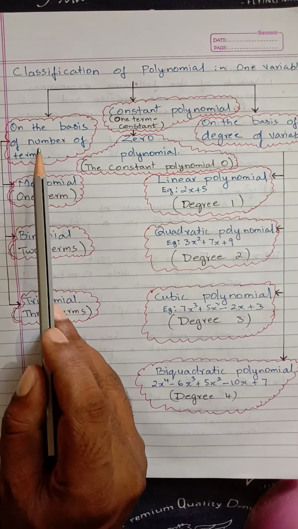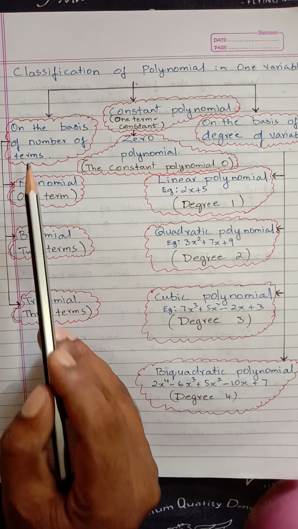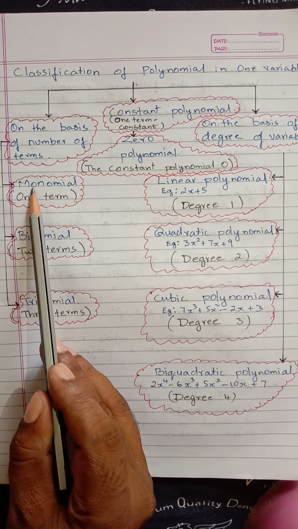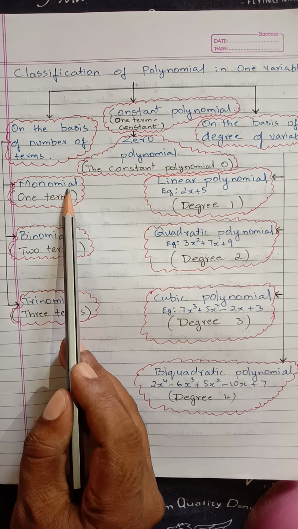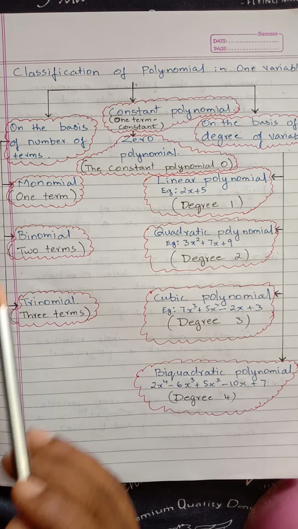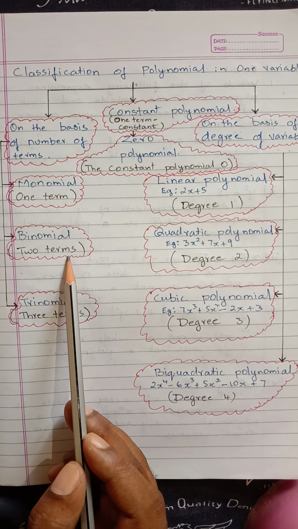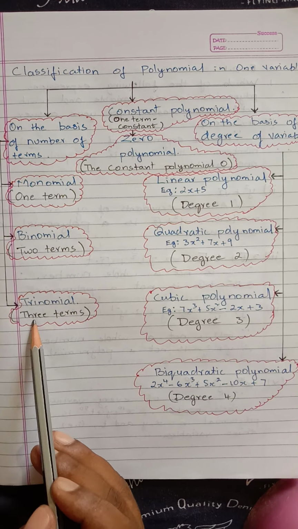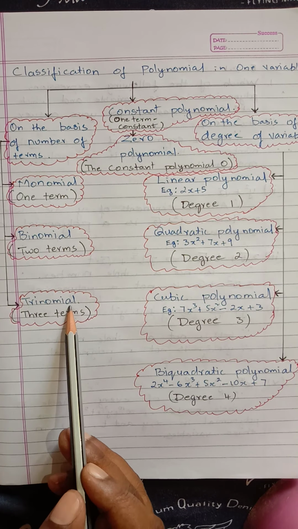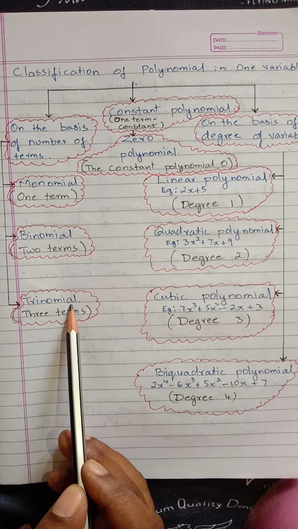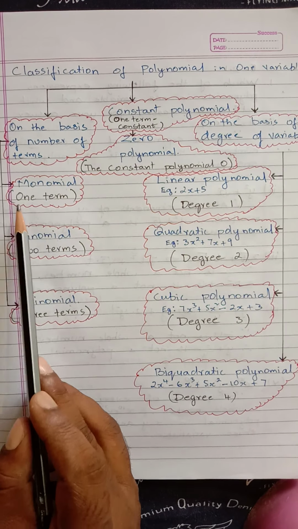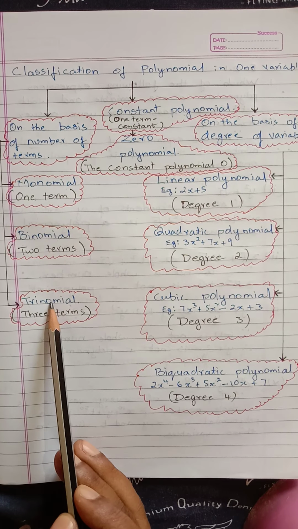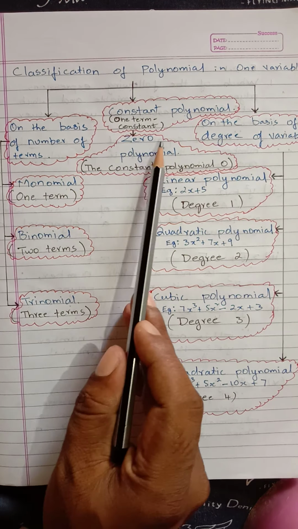First, let's go for the number of terms. When we have one term, it is called a monomial. You would already have learnt this in lower classes. Same way, when we have two terms, it is called a binomial. And when we have three terms, it is called a trinomial. So on the basis of terms, it can be classified as monomial, binomial, and trinomial.